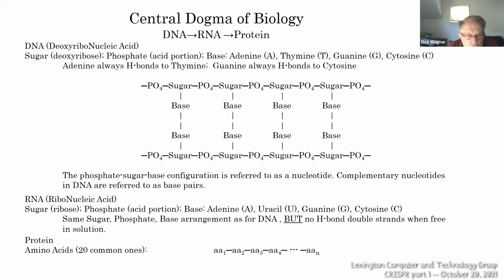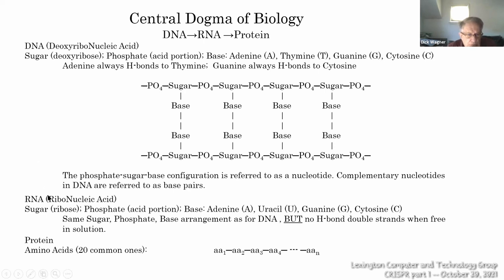Now, each one of these sugar phosphate configurations is referred to as a nucleotide, so I'll use NT. In general literature, the complementary nucleotides are referred to as base pairs. So you often see this thing as a base pair, or this as a nucleotide, just so that we have the nomenclature down. Again, adenine, thymine, and then guanine, cytosine. So that's what happens. Now, from DNA, RNA is transcribed.